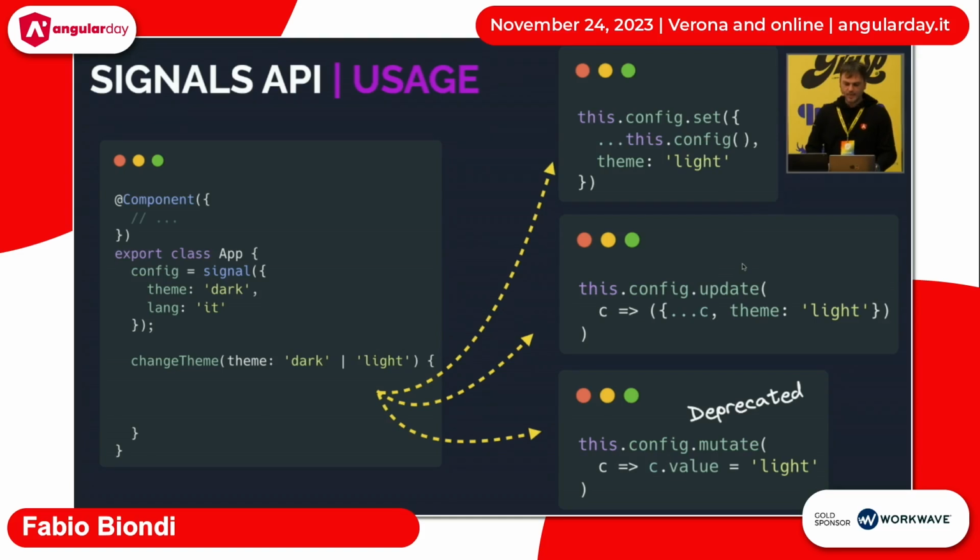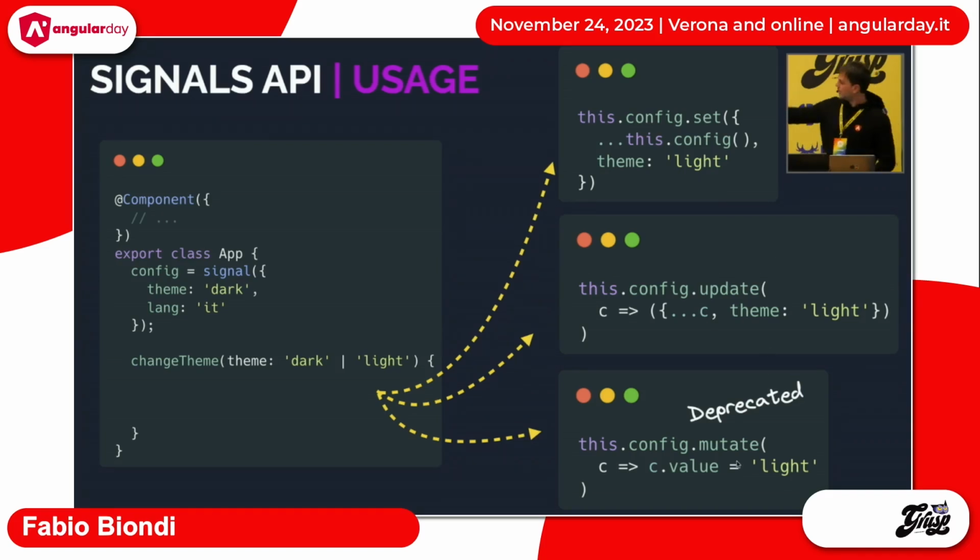Okay, some ways to update the signal. We can use set, but we have to remember that the signal is an object with, for example, language or the currency or theme, and we want to just update the theme. We have to create an object merging all the previous values inside the signal and changing the variable.